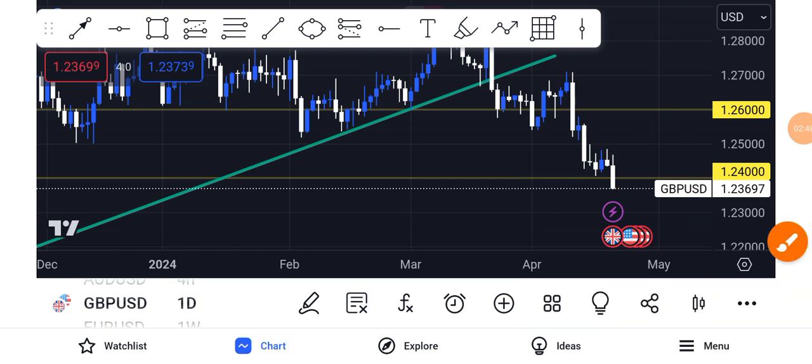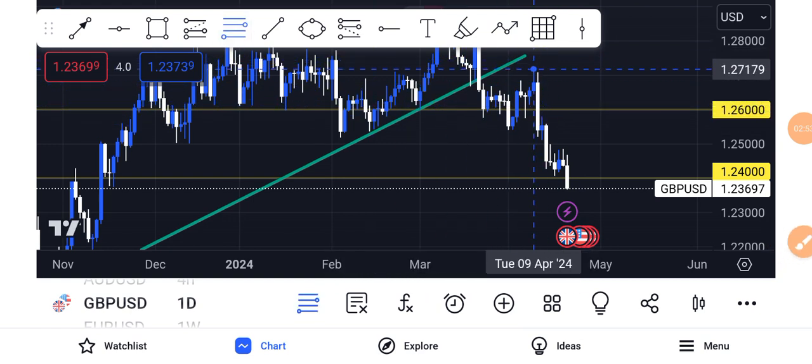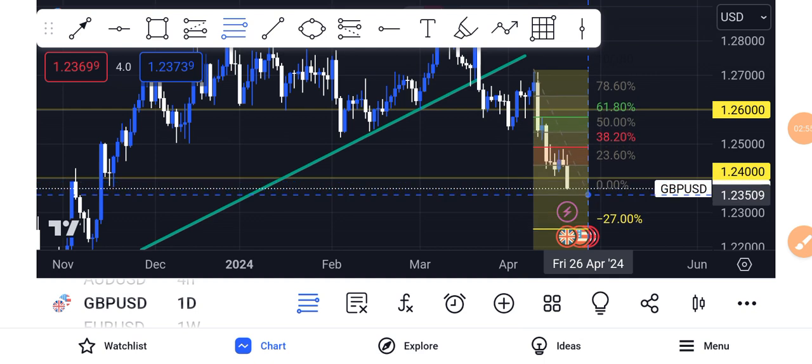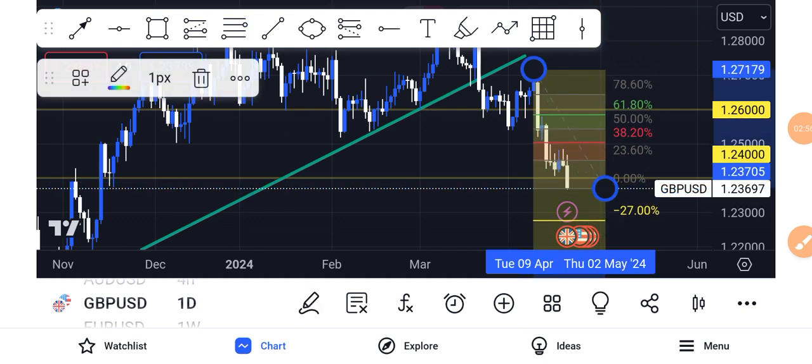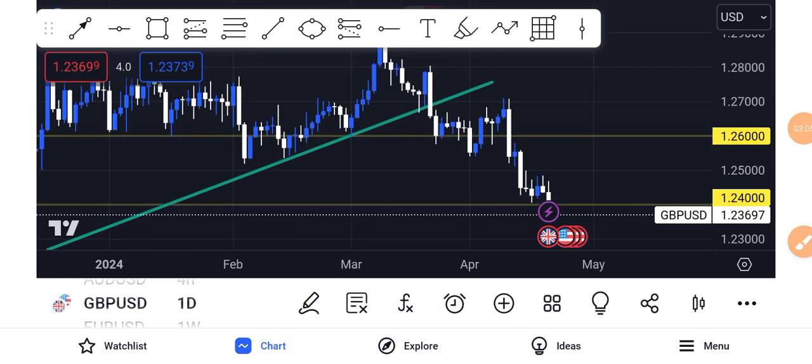So how do I get my entries? I just take my fib level from the previous high to the most recent low, from 61.8% and above. That's where I get entries. As easy as that, guys. So this is what we'll be expecting for this week. Very easy. I'm not supposed to take much of your time on this.